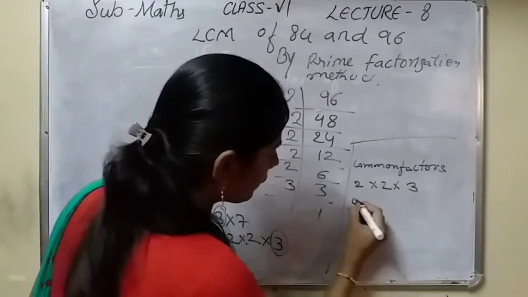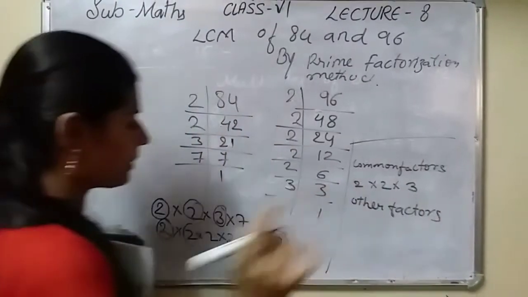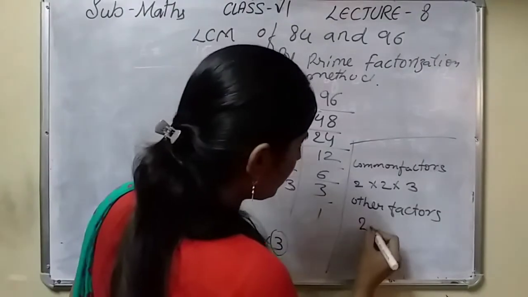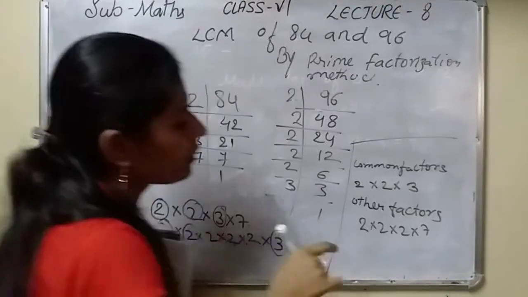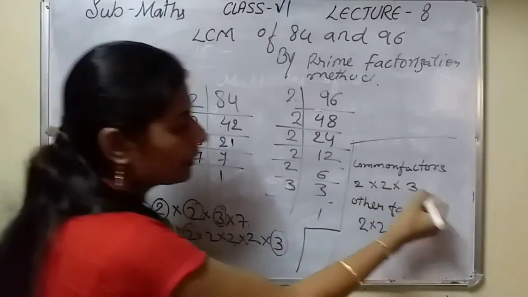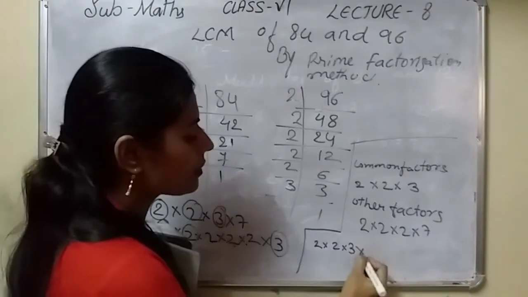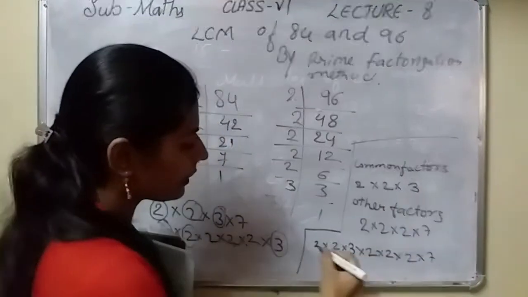Which are the other factors? Which are the other factors means remaining factors: 7, 2 into 2 into 2. 2 into 2 into 2 into 7 are the remaining factors. Now you have to multiply all these numbers. Common factors: 2 into 2 into 3. Other factors: 2 into 2 into 2 into 7. Now multiply here.